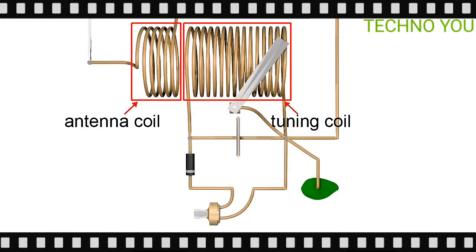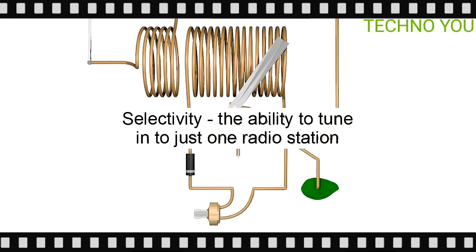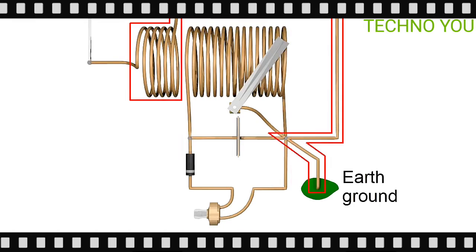Another question we can ask is, why does this crystal radio have 2 coils? One reason for 2 coils is to help the radio tune into just one radio station at a time, what we call the radio selectivity, or its ability to select one radio station. Because of this tuning circuit, the radio wave we want to listen to influences the electrons in this section, while the other radio waves are left to influence the electrons in this other section that goes to ground.